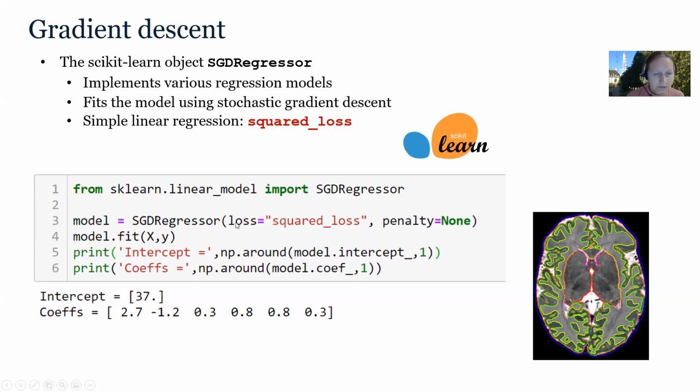You can see that if we fit the model using just model.fit as usual, and if we plot the intercept and the coefficients, we will get again one intercept and 6 slopes. This is the application to the data set with 6 brain tissues. But the solution is slightly different from the one that we got through the normal equation, even though it's still quite similar. This is because of the randomness of this type of fitting.